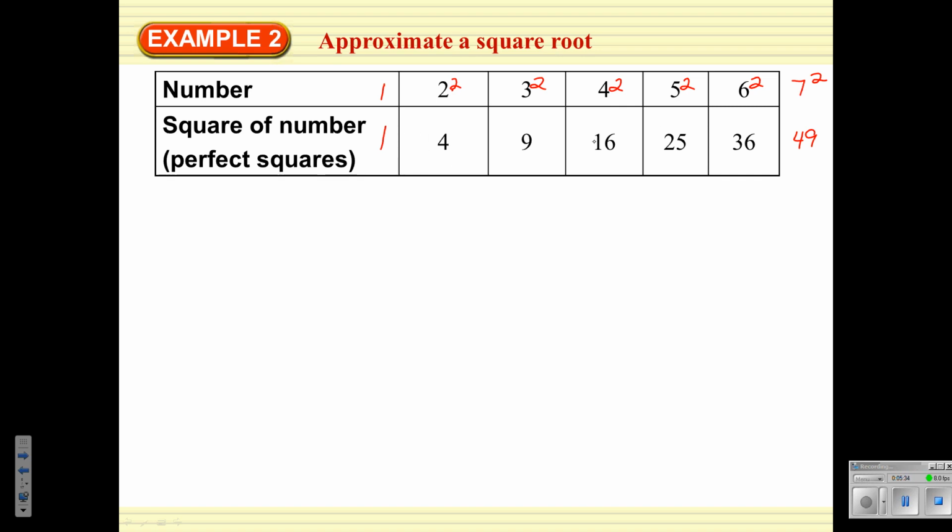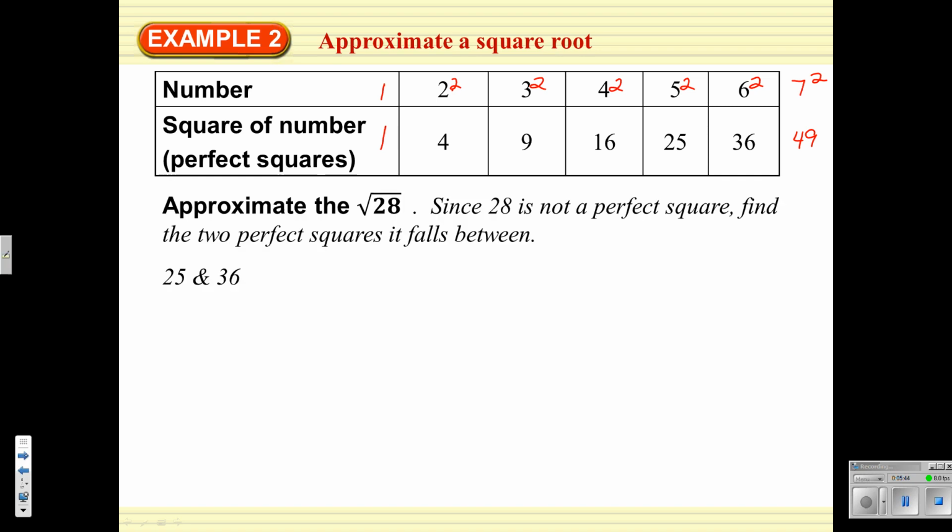If you take the square root of 16, it has a nice even number of positive or negative 4. Same thing with the square root of 25, positive or negative 5. Okay, so we're going to approximate or estimate the square root of 28. Well, 28 is not a perfect square. It falls in between these because there's lots of numbers in between these perfect squares that don't come out nice and even when you take the square root.